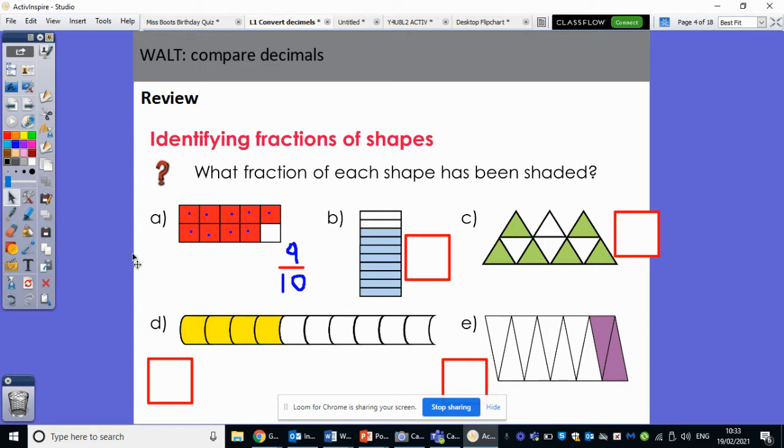So can you go through, please? Again, write the letters A to E and just tell me what fraction of each shape has been shaded. Off you go.